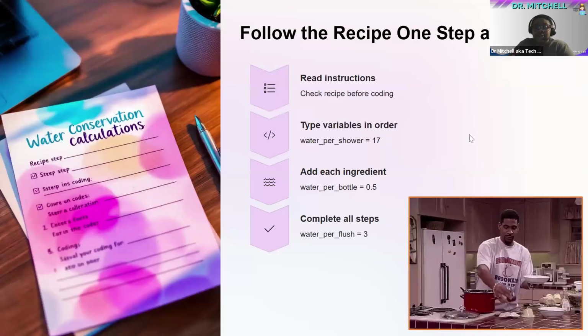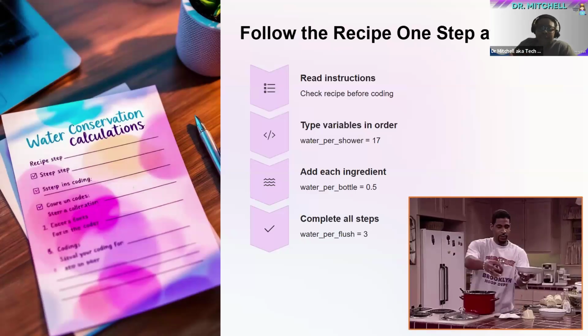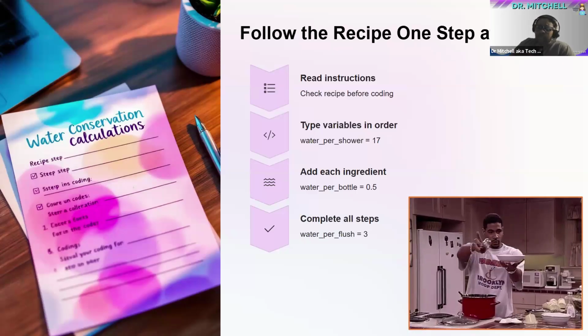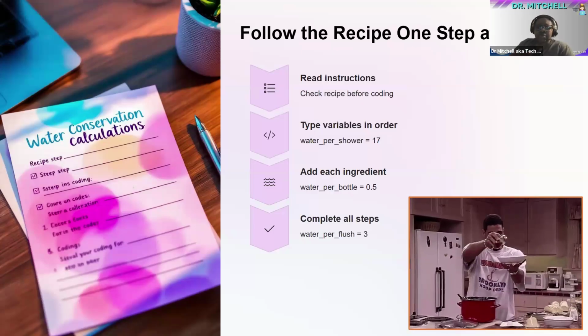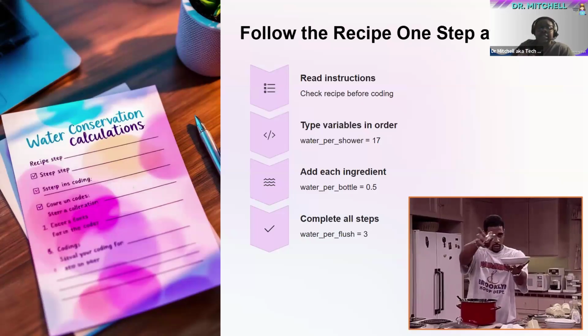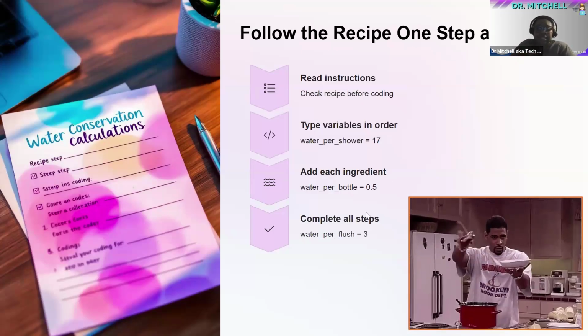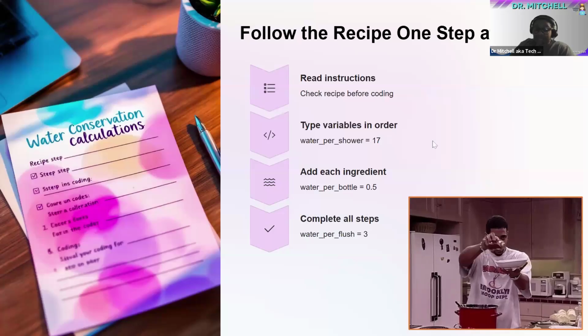So I also like to put a visual in the student's mind of following every step like it's a recipe, one step at a time. They want to read the instructions, check that recipe before coding, and that's why there is an activity that is prior to them actually creating their variables, and they have to create them in order. And then add each ingredient and complete all the steps.